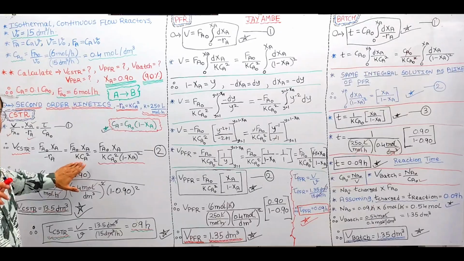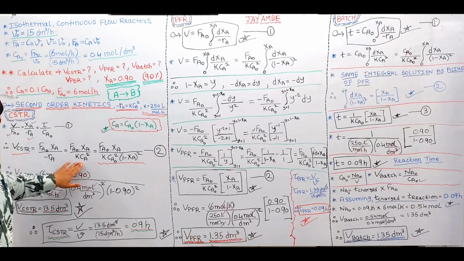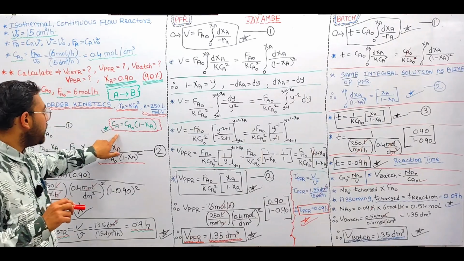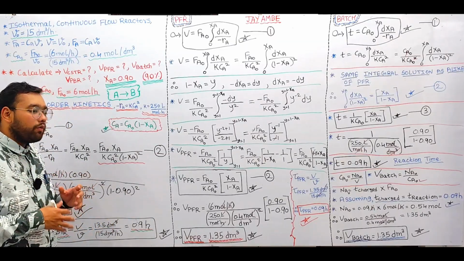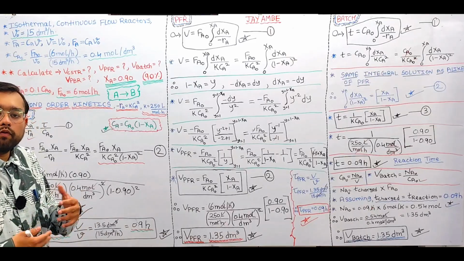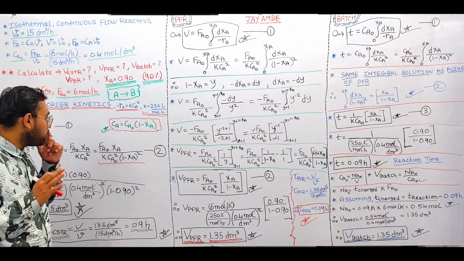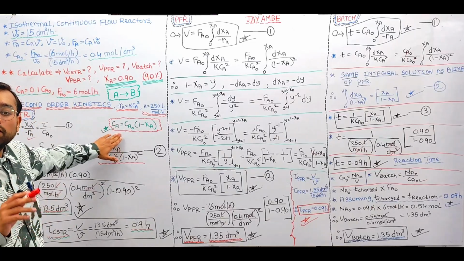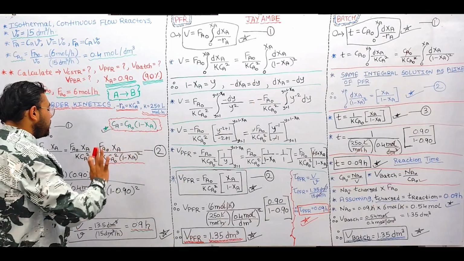Now remember that this is exactly where students get confused. Which form of CA do we need to utilize? We have two forms of CA. The first form is CA equals 0.1 CA0, and the second form is CA equals CA0 into 1 minus XA. Whenever we are modifying the performance equation or the design equations, we will always use the second form of CA, which is the fundamental relationship and also defines the conversion, right? So CA equals CA0 into 1 minus XA.